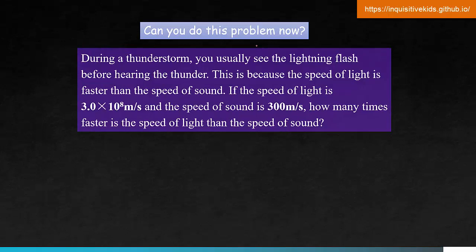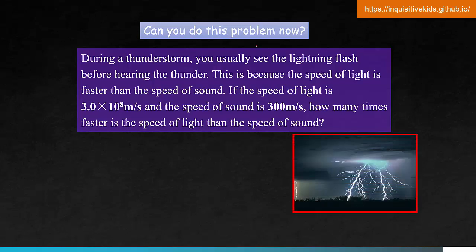During a thunderstorm, you usually see the lightning flash before hearing the thunder. This is because the speed of light is faster than the speed of sound. And so again, how many times faster is the speed of light than the speed of sound if the speed of light is 3 times 10 to the 8th power meters per second and the speed of sound is 300 meters per second? So we rewrite this 300 in scientific notation.